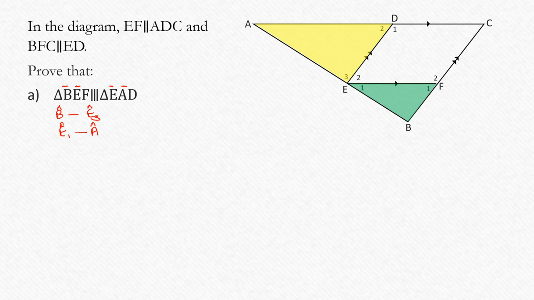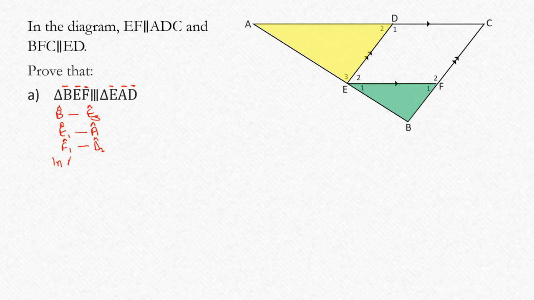Check that we are starting with the angles of BEF followed by angles of EAD. And then the last pair is F and D. So F should be F1, and we're matching it with D, so it should be D2 there. You see that? Right, now let's write our statements with reasons.